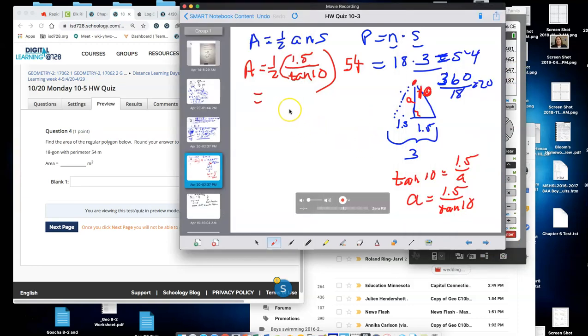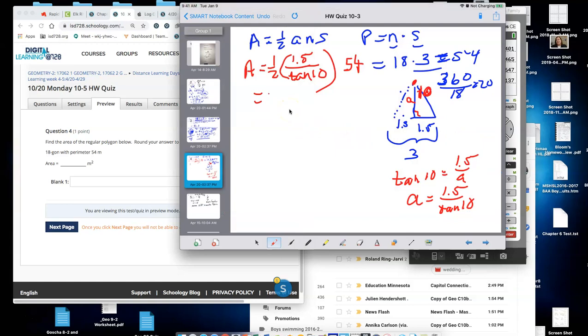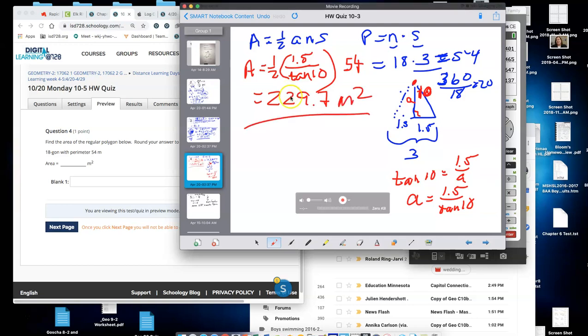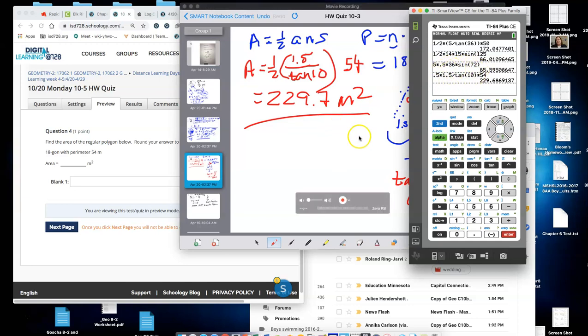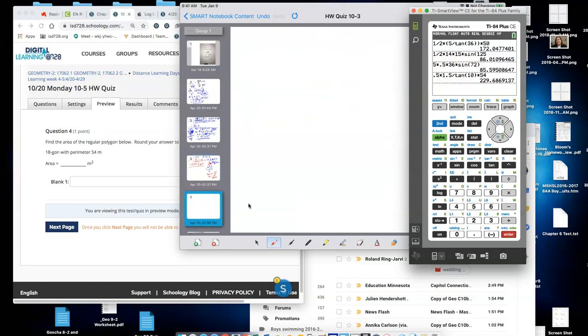229.7 is my answer, and it is meters squared. It's 229.7 because the digit after it is greater than 5, so it goes up. But keep in mind, if you rounded values during this problem, you'd want to make sure you carried out 4, 5, 6 digits, depending on how big these numbers are. It's always best to use the whole expression and put it in your calculator. Now, sliding on, we put in our 229.7.